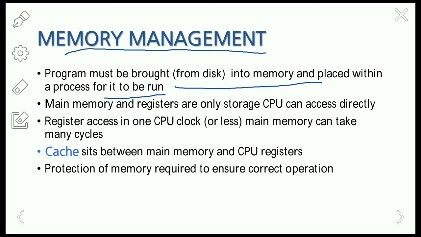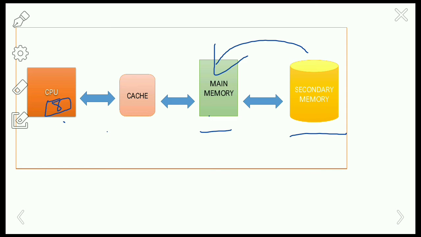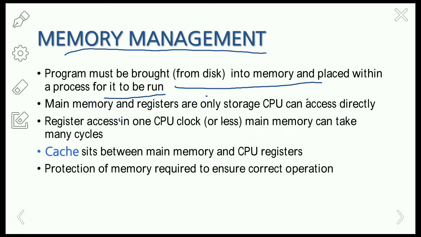That's what is given here. A program must be fetched from the disk to the memory and placed within a process to run. Main memory and registers are the only storage the CPU can access directly, right? The CPU can access cache memory, main memory and registers directly.